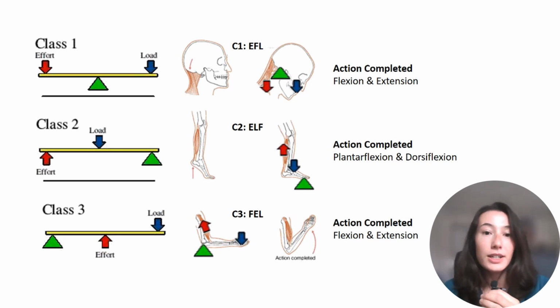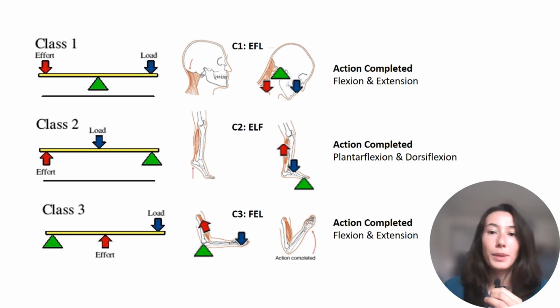Now let's talk about each class, starting off with class 1, so the very top one. So you can see the fulcrum is between the effort and the load, and it really truly acts like a seesaw. So with the example that's used, the fulcrum, aka the joint, is at one point along the cervical spine. But to keep it simple, just know it's the cervical spine. So the load, again, is gravity's effect on the fulcrum. In the picture shown, the load is making the head flex forward.